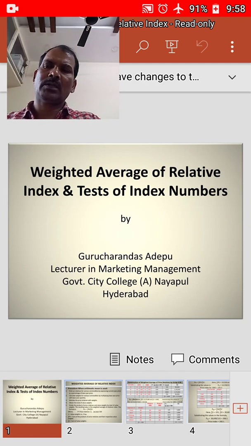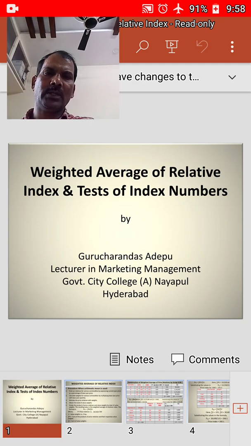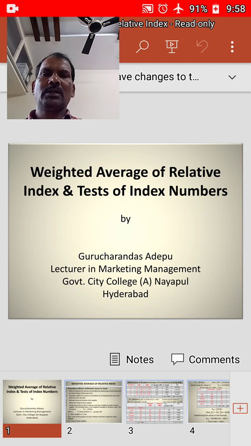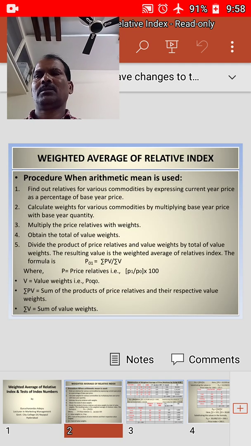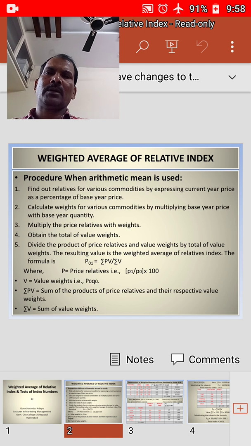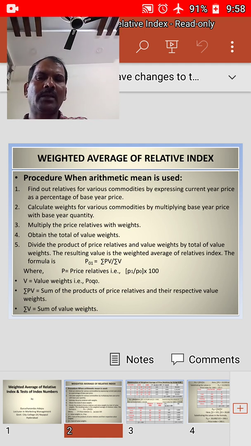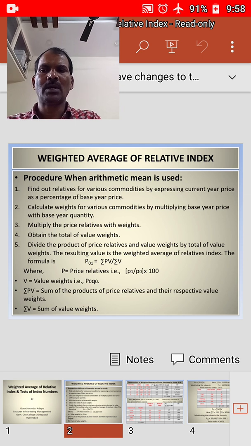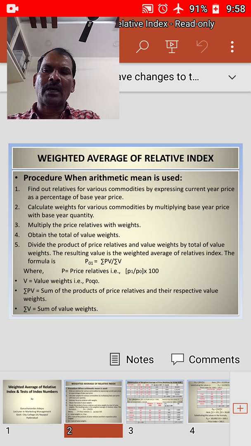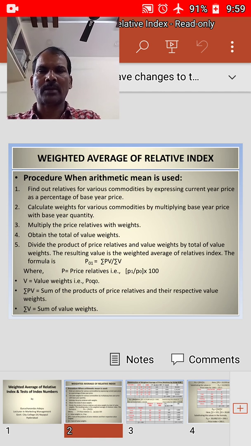Hello, today our class is on weighted average of relative indexes, and tests of index numbers we'll discuss. Weighted average of relative index. The weighted average of relative index is obtained by multiplying price relatives of different commodities by their respective assigned weights, and averaging the total product by using either arithmetic mean or geometric mean.